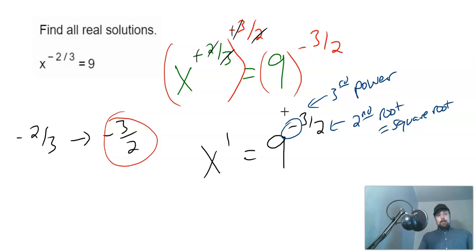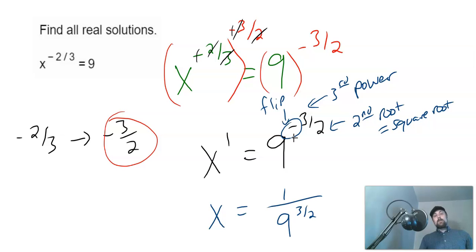The negative sign means we want to flip this over into the denominator. So that's really probably the first thing we should do. So x to the first power is just x. This becomes 1 over 9 to the 3/2 power. So by flipping this down to the denominator, that accounts for the negative sign, so the negative sign goes away.